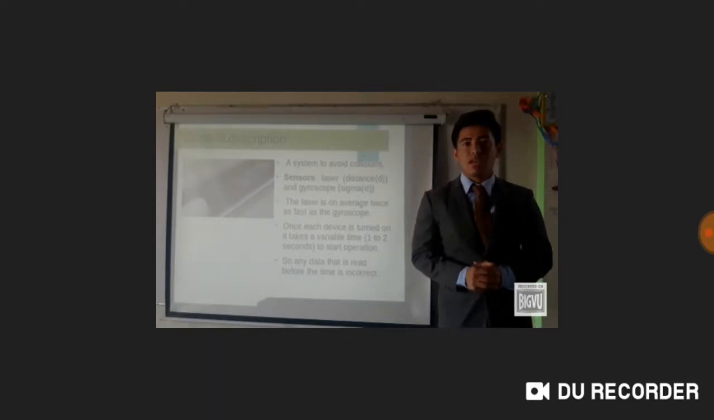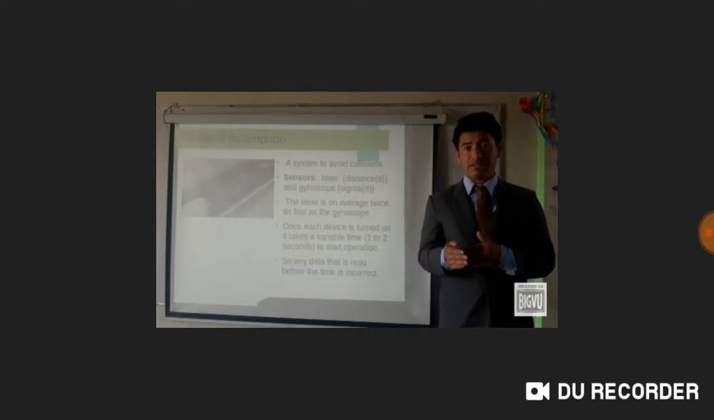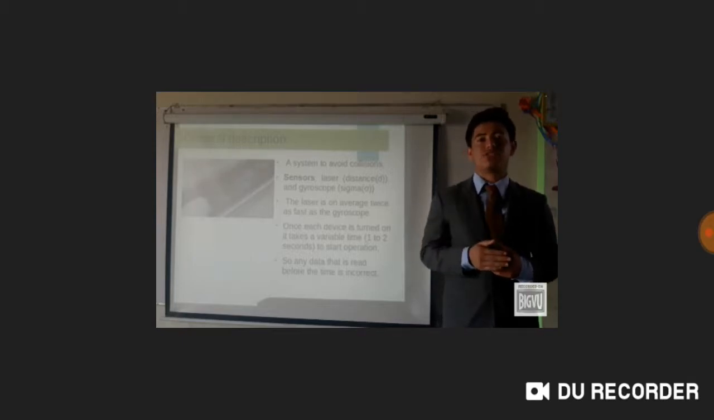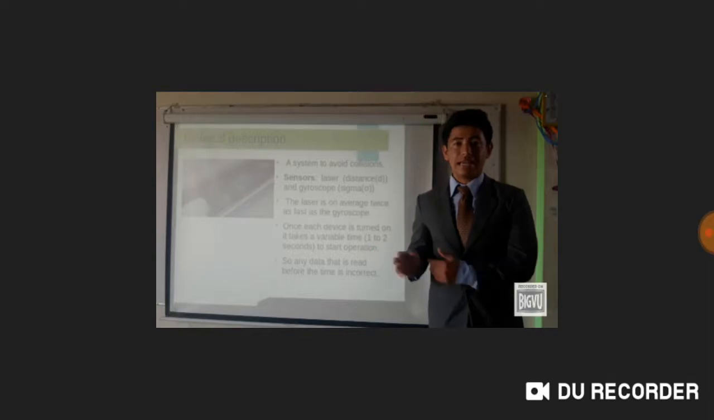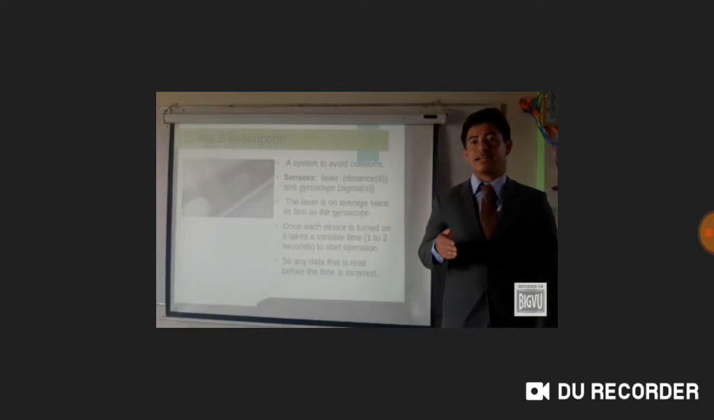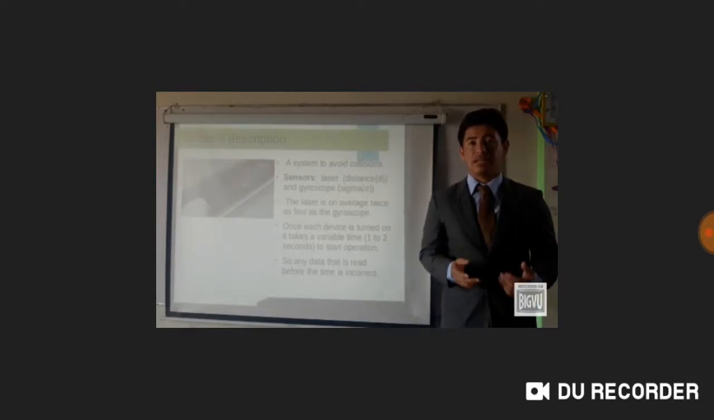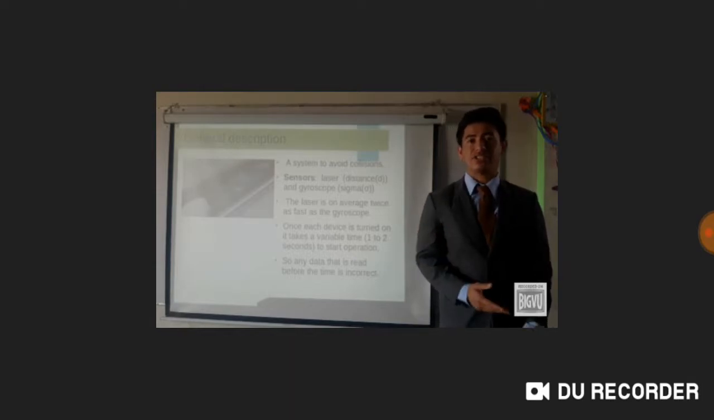on the x-axis. When each device is turned on, it takes a variable time of 1 or 2 seconds to start operation, so any data that is read before that time is incorrect. The frequency at which data are sent by the laser and the gyroscope is different. The laser is twice as fast as the gyroscope.